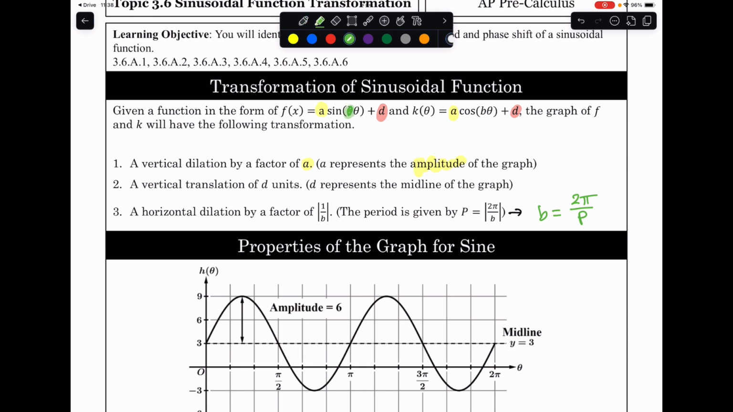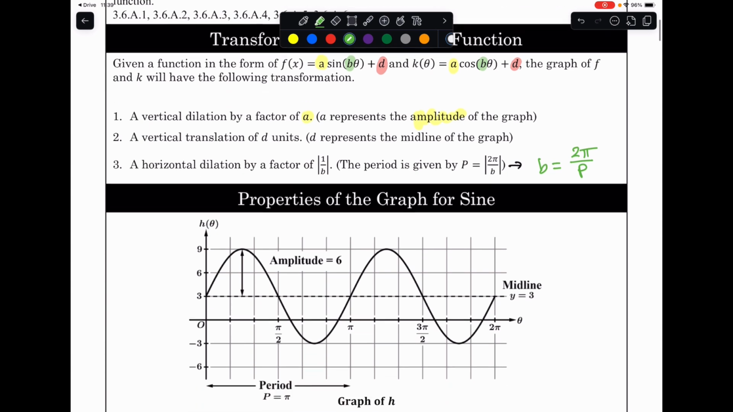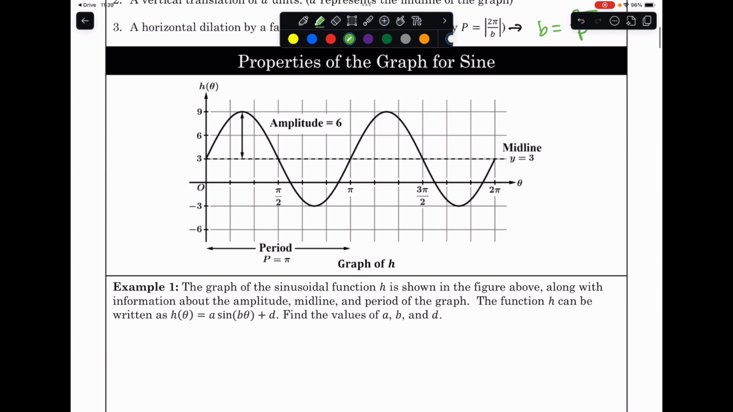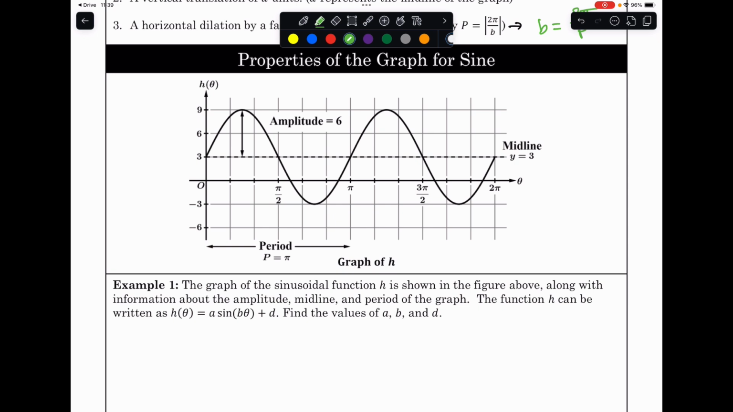So in this equation, whether it's the cosine function or the sine function, we're going to end up with this value of b by getting the period and dividing 2 pi by it. Okay, so let's look at the functions that we have right here. And let's say that this right here is a sine function, example number 1. And let's identify the amplitude, period, and midline, and how it corresponds to the values of a, b, and d in this example.